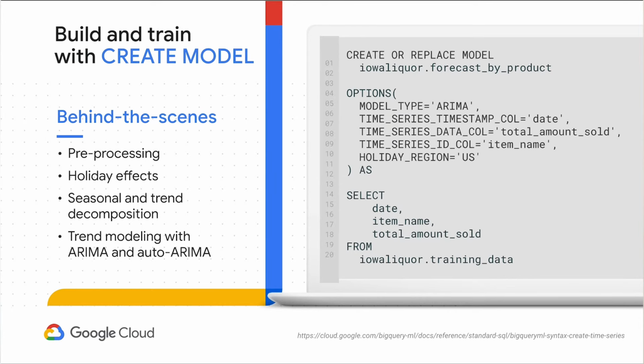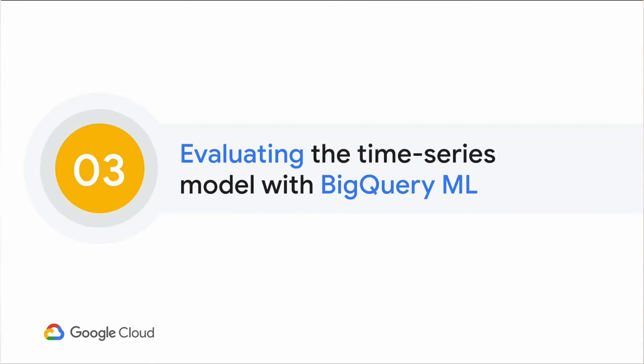Okay, so with that query that I had just shown, we can run this and it will train the model. And as soon as it's done training the model, as I've mentioned, it gets stored in this dataset, Iowa liquor. So it becomes this model named forecast by product. And so based off of Iowa liquor.forecast by product, I can now use that model to evaluate and to make my forecasts. Okay, now let's move on to model evaluation.